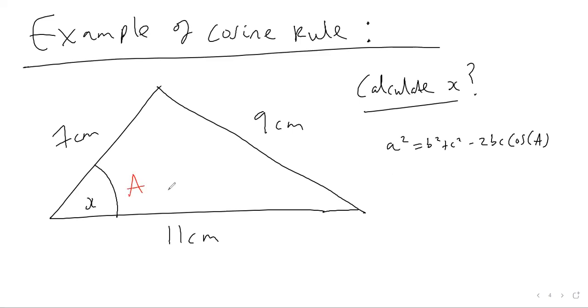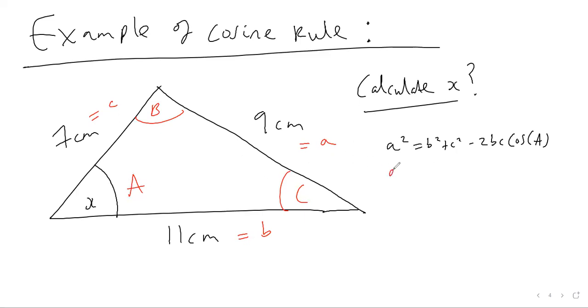So I'm going to call this capital A. That means that this 9 must be a. This 7 and this 11 can be either b or c. It doesn't matter which you pick. Let's just call that b there, capital B, then that must be c. So our formula is a squared equals b squared plus c squared, take away 2bc cos A. So we're just going to plug the numbers in and see what we get.